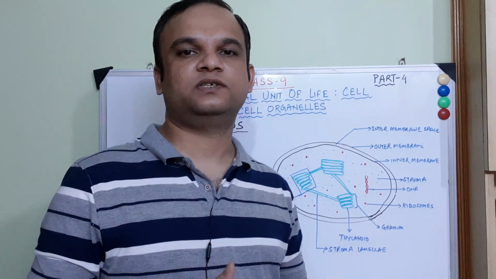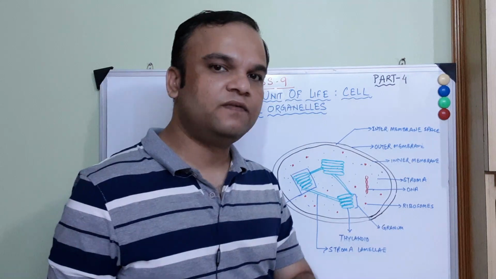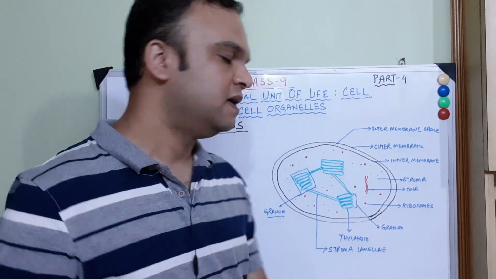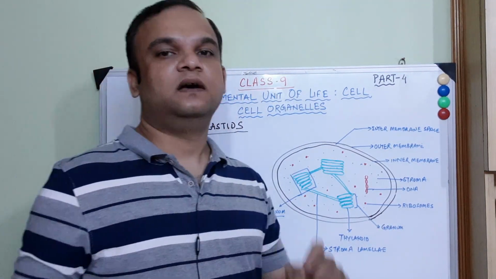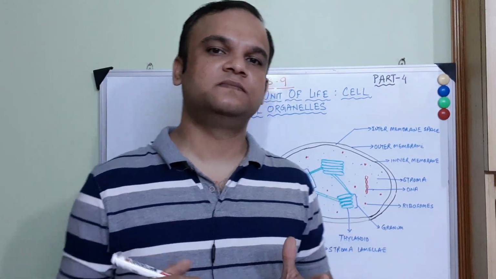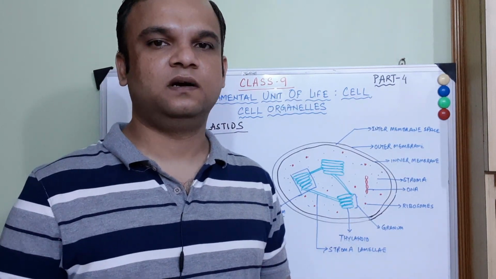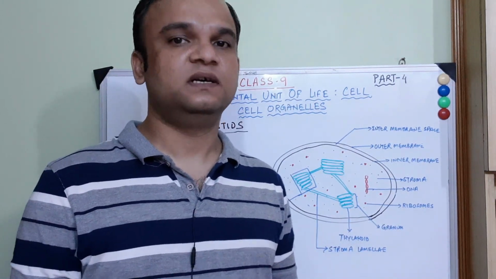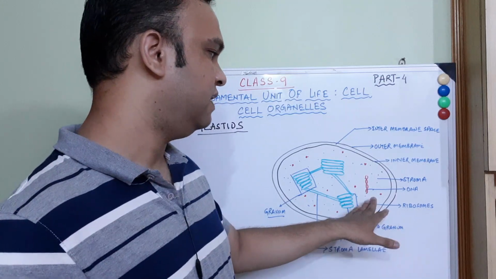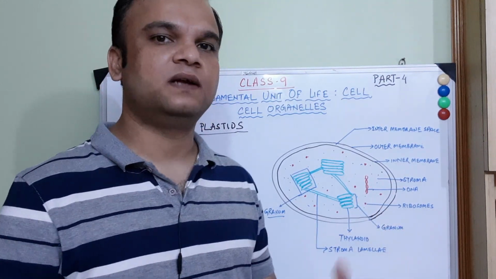They help in production of its own type of proteins. So this is how the presence of DNA and the ribosomes makes the chloroplast a semi-autonomous organelle. Semi-autonomous means the chloroplast is partially independent for its own activities. Just as I have told you, the replication process and the production of its own proteins is done by the chloroplast itself.